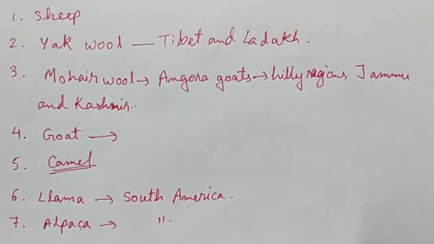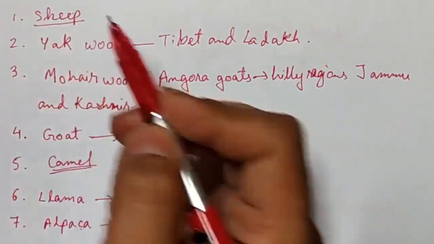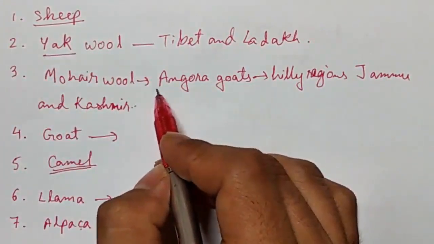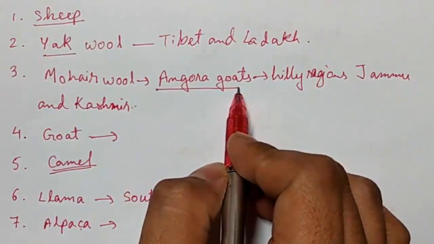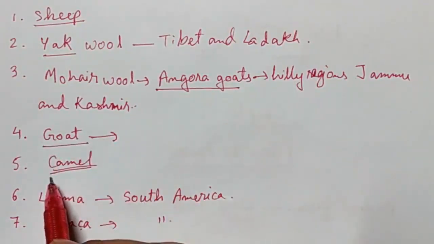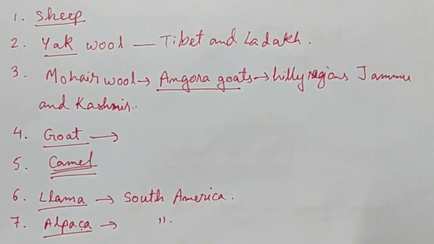So we get different types of wool from different animals. Wool can be obtained from sheep, yak, Angora goats, goat, camel, llama, alpaca, and so on.